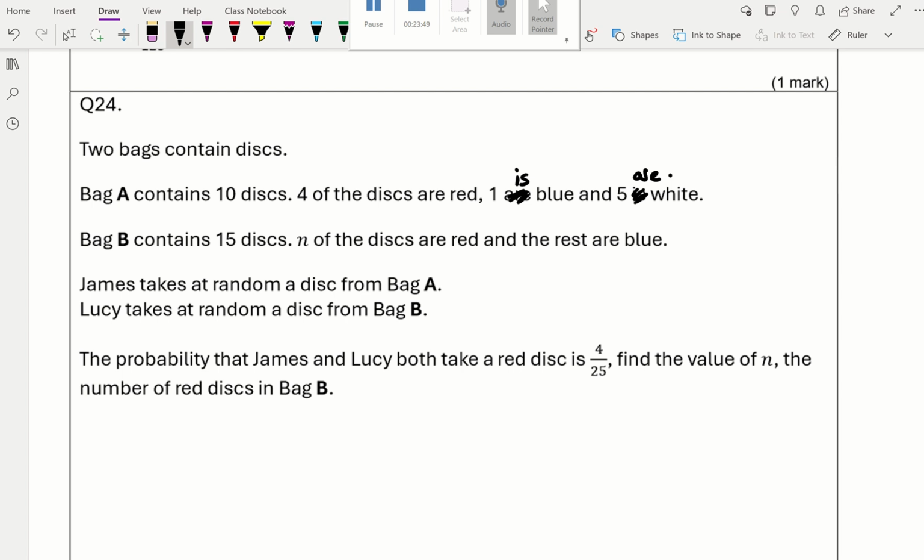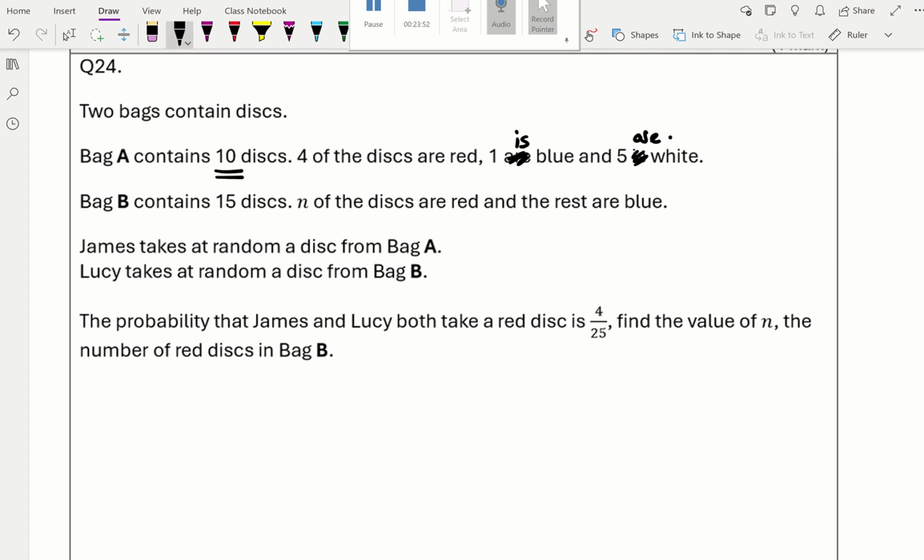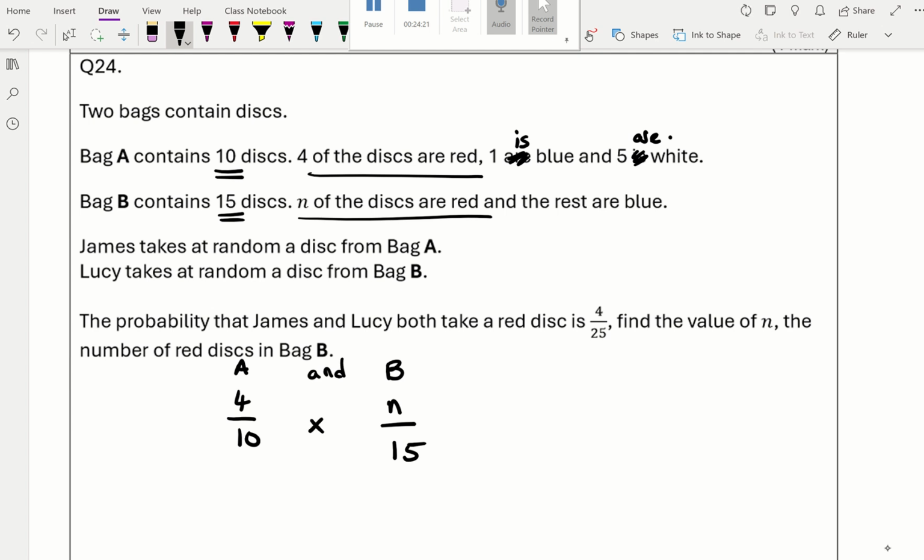Okay, so there are 10 discs in bag A. 4 of the discs are red, so the probability of getting a red is 4 out of 10 for bag A. For bag B, the probability of getting red is N out of 15 because we know that there are 15 discs. The probability of getting red and red is a multiplication, and that gives us 4/25.